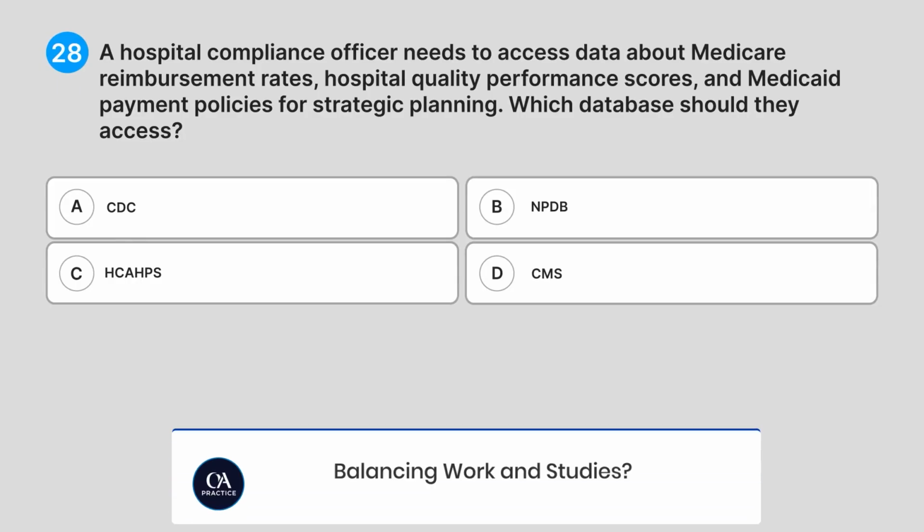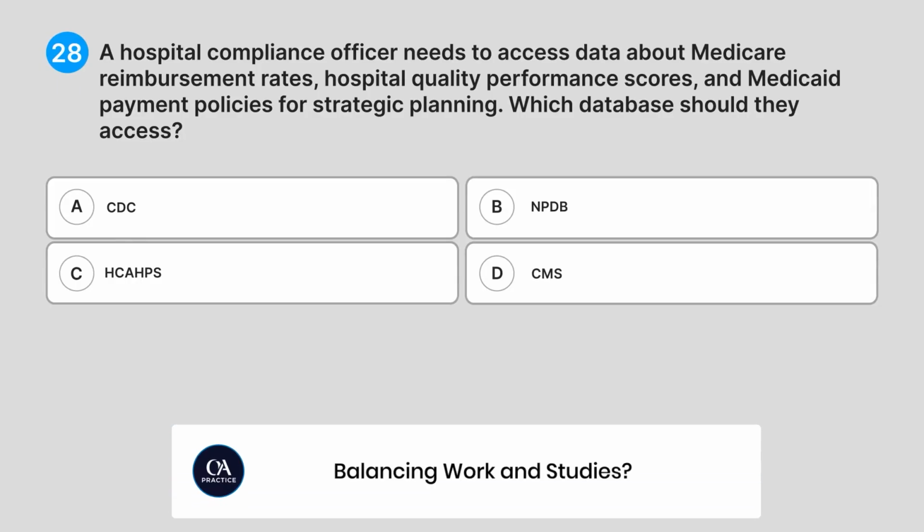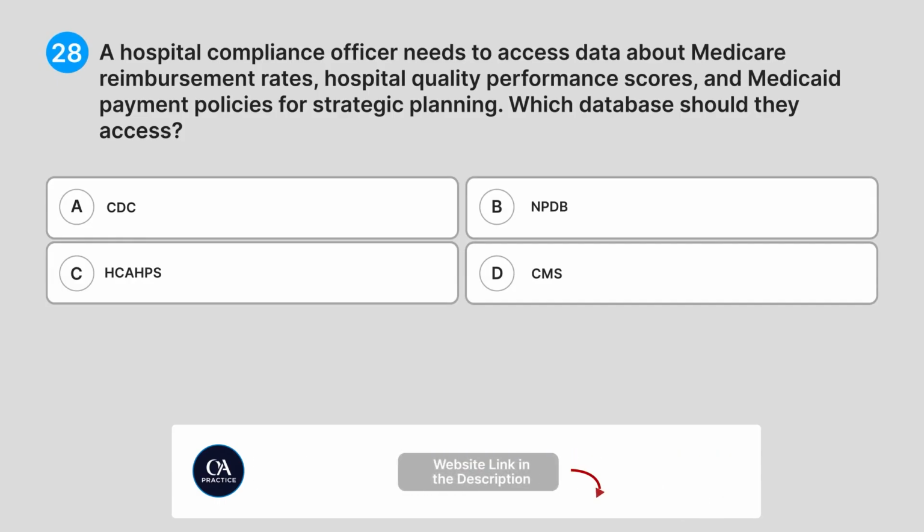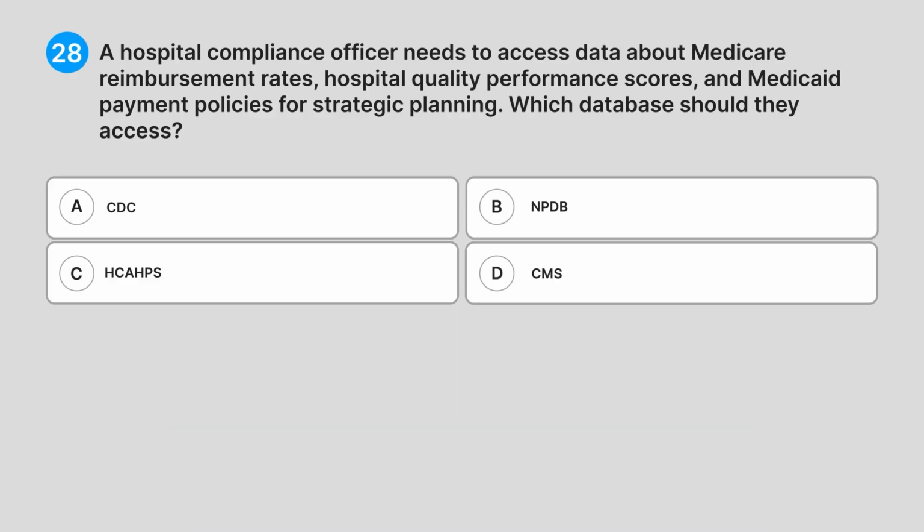28. A hospital compliance officer needs to access data about Medicare reimbursement rates, hospital quality performance scores, and Medicaid payment policies for strategic planning. Which database should they access? A. CDC, B. NPDB, C. HCAHPS, D. CMS.